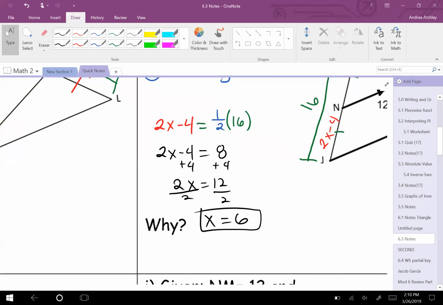And the reason for the equation, I could say the definition. So the second reason would be the definition of mid-segment, because the mid-segment tells me that my sides are divided into 2 equal parts.